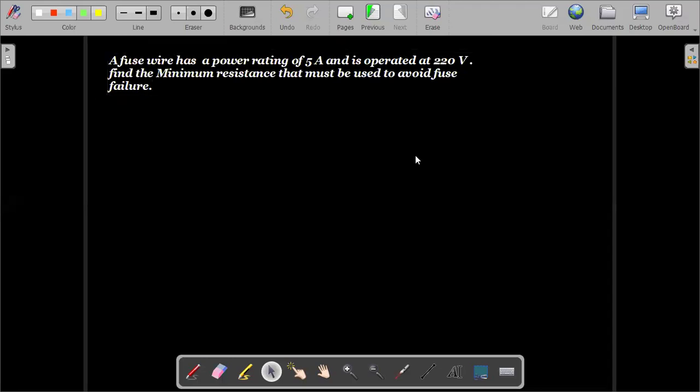Okay, all of you try doing this. Find the amount of resistance that will be there. Sir, 44 ohm. Yeah, 44 ohm. 220 divided by 5 is 44 ohm. So minimum resistance of 44 ohm should be used in series so that there is no failure. Got it?